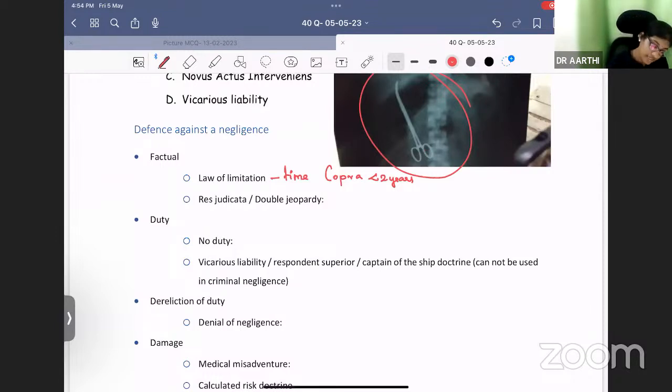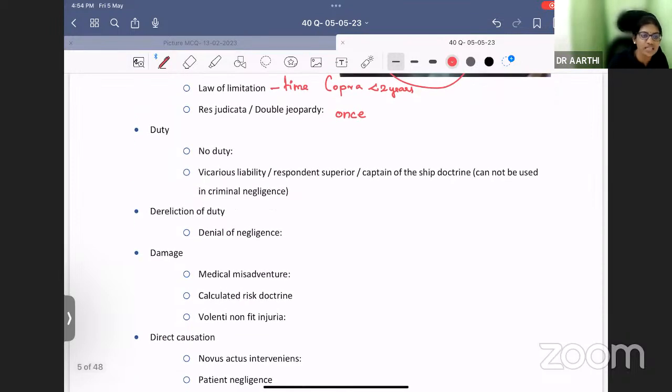Okay. Next, res judicata or double jeopardy. Res judicata or double jeopardy means a person who is tried once cannot be tried again. If he's tried once, and punishment has been given, the court case is done, he cannot be tried again. That is res judicata.